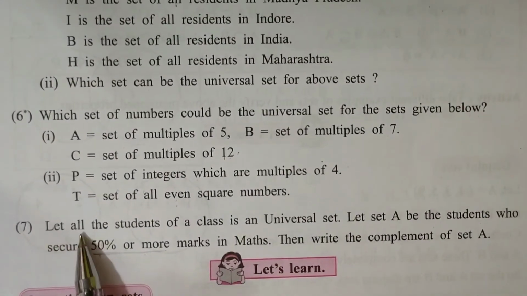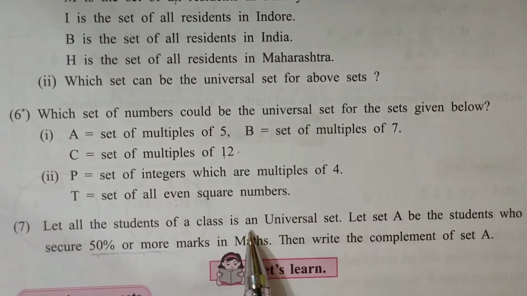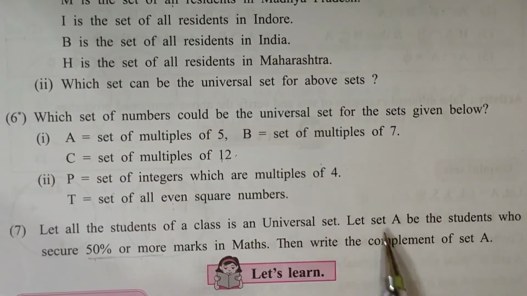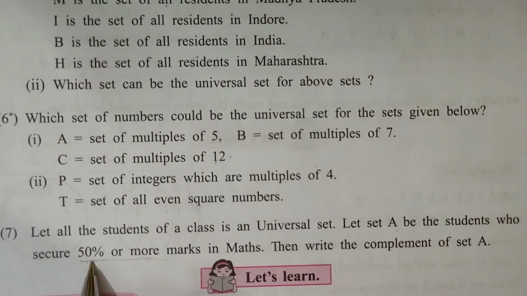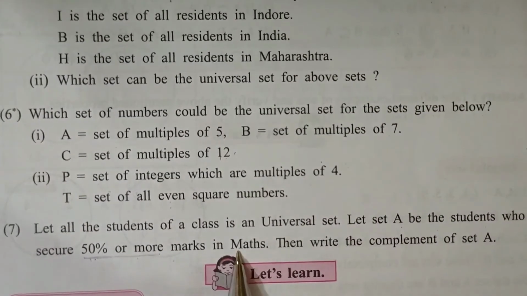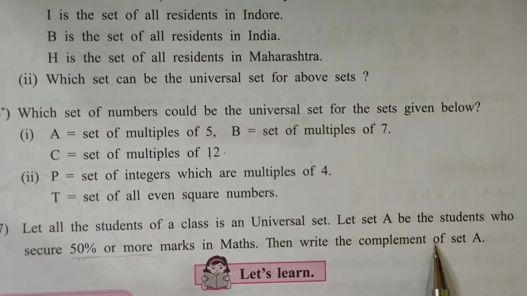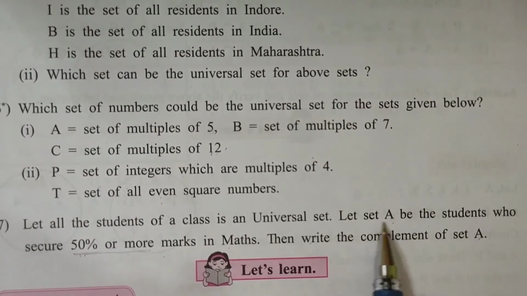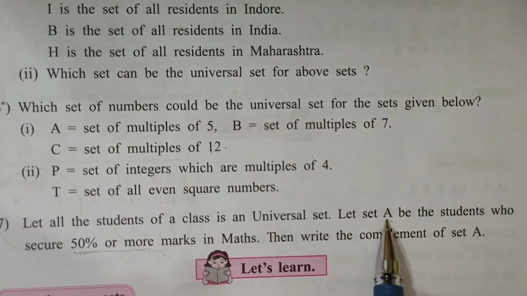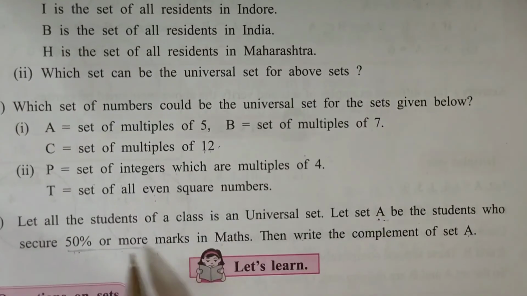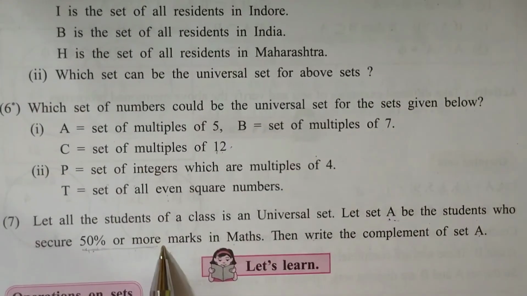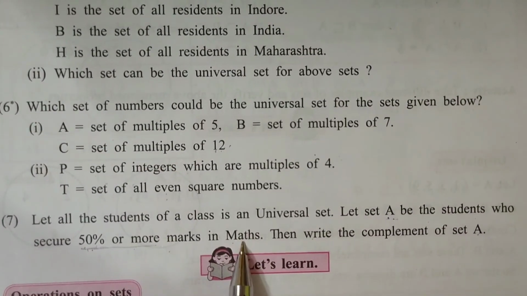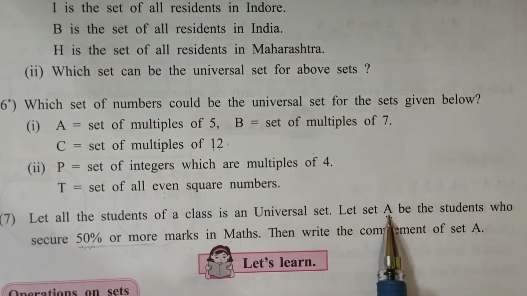Seventh one. Let all students of the class be the universal set. Let set A be the students who secure 50% or more marks in maths. Then write the complement of set A. So what they said here is, we have set A which includes the students who secure 50% and more than 50% marks in maths, and we have to find the complement of A.